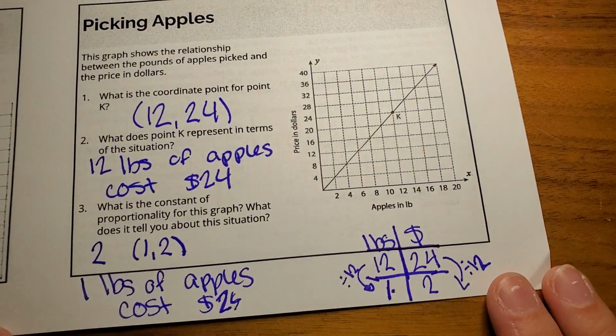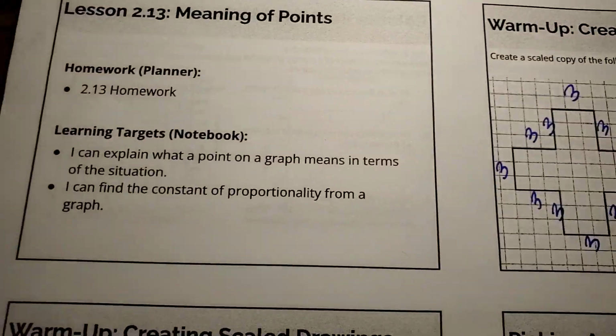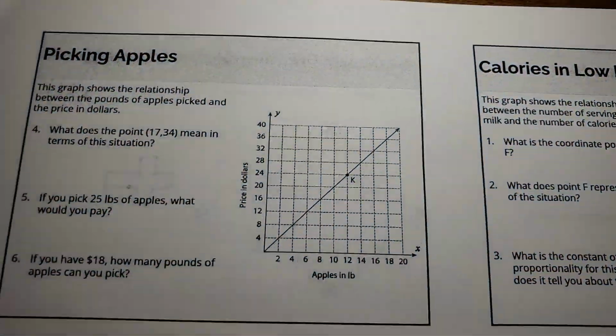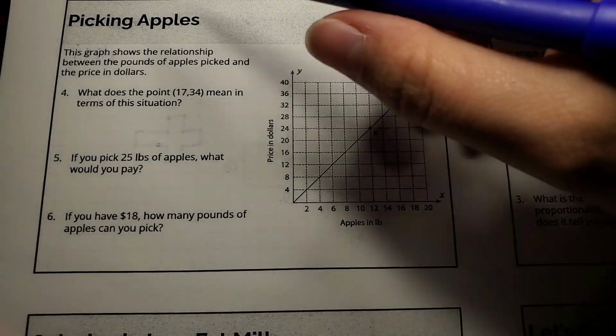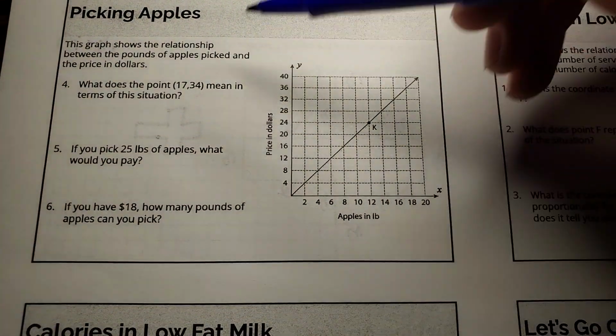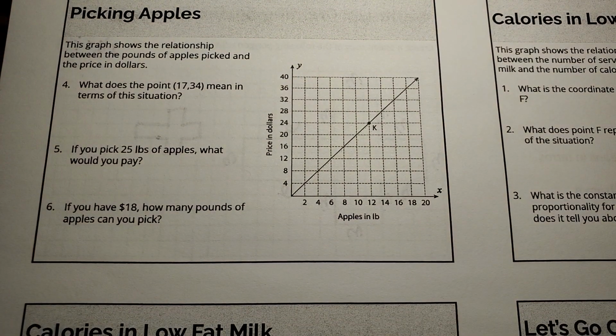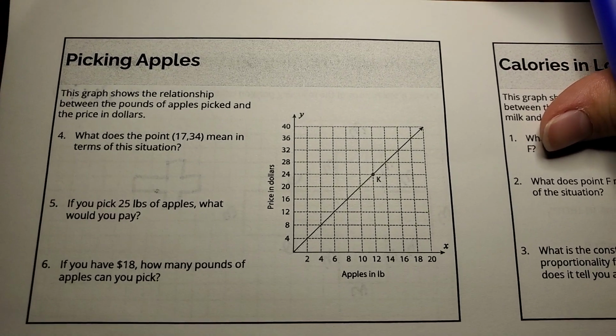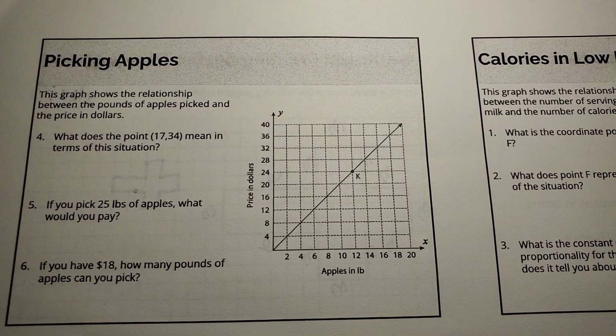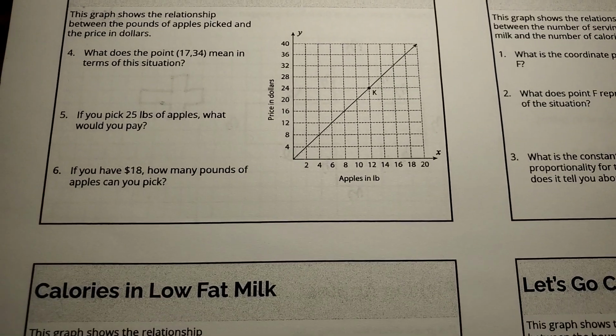On the next slide, we're still going to be looking at this same graph, but we're going to have a few different questions about it. So this time our questions are, what does the point (17, 34) mean? If we picked 25 pounds of apples, how much will we pay? And if you have $18, how many pounds of apples can you pick? Go ahead, pause here. Try these problems and come back to me once you're ready.